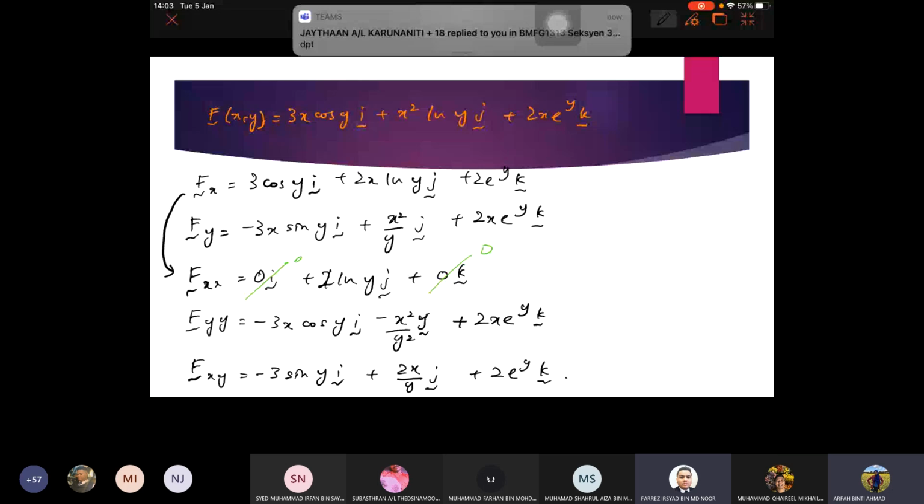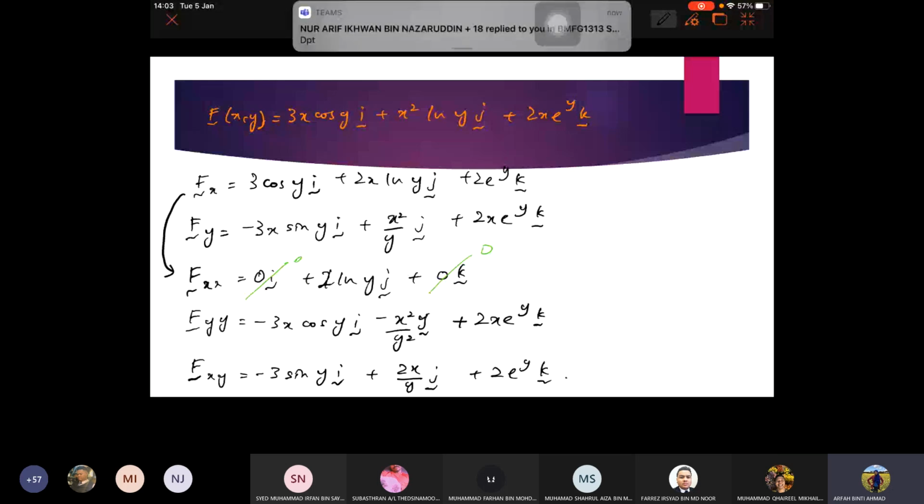Ada kelas sekejap lagi? Eh, dah pukul 2-3 minit lah. Ada kelas sekejap lagi? Ada. Tak ada? Ada atau tak ada?